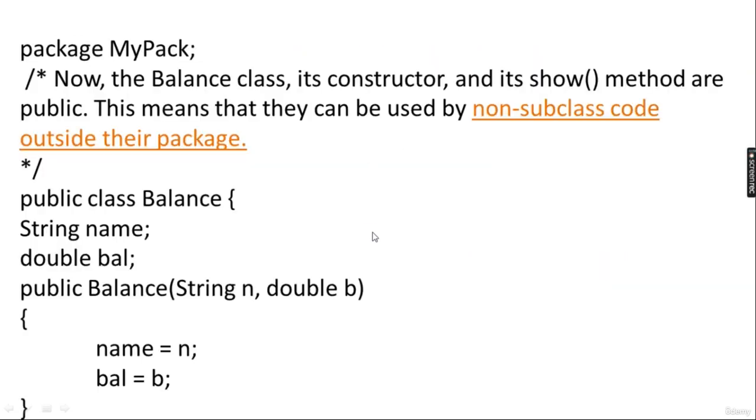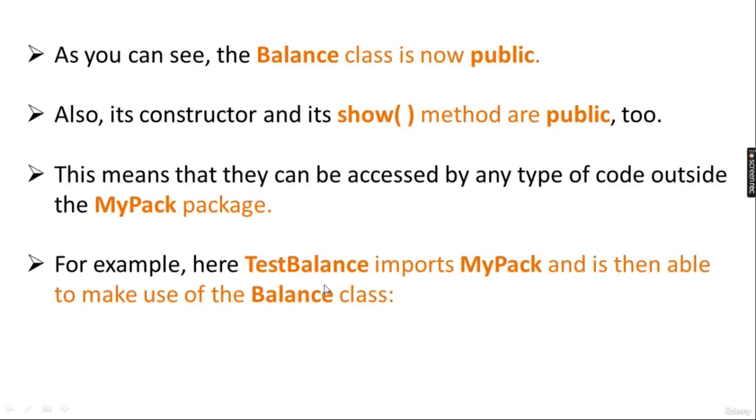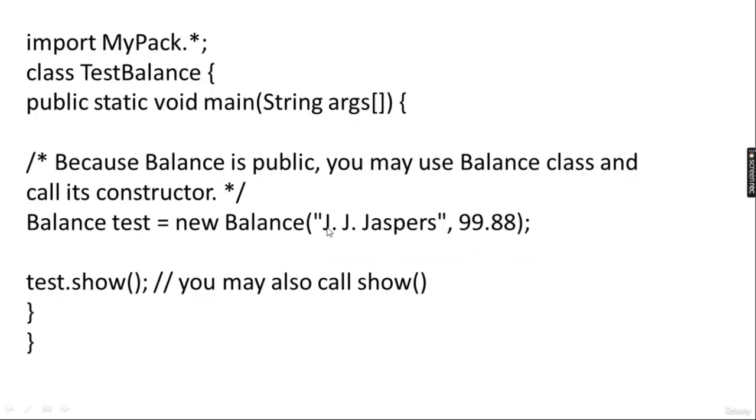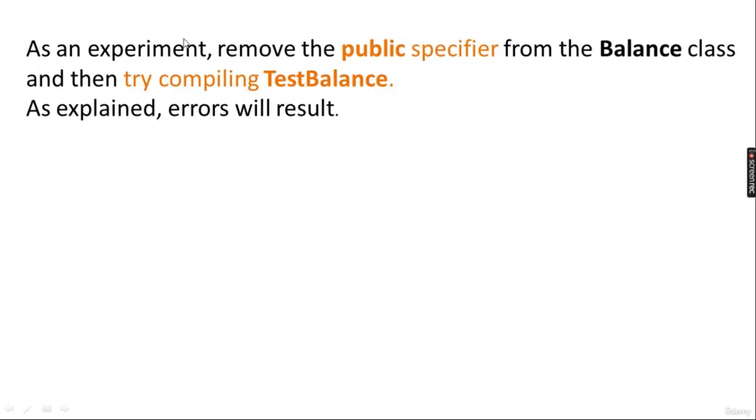Then we are passing two variables. First is String n, second is double b. So while creating the object, we are giving JJ Jaspers as the name and 99.88 as a double value. Then test.show, show is also public. You can also call the show method. It is inside the package mypack.